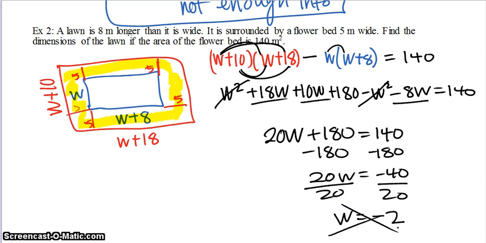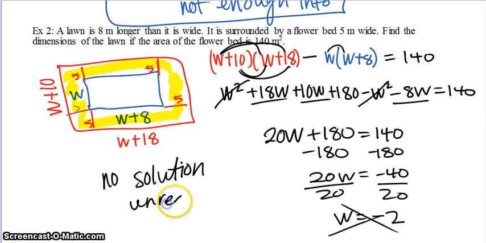That can't happen. We can't have a negative width because it is a distance. So therefore, we have no solution because of unrealistic results.